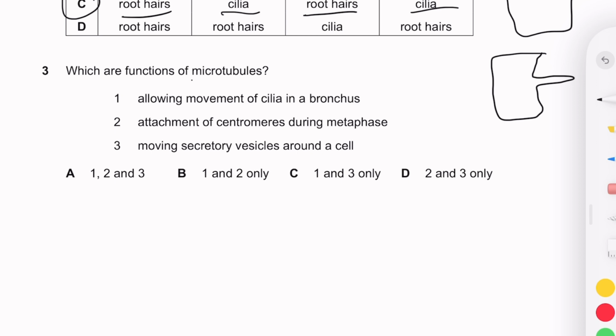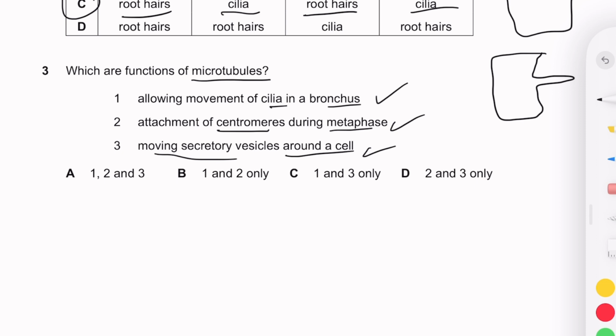Okay. What are functions of microtubules? Allow the movement of cilia in the bronchus. As I mentioned, microtubules form cilia, so that's correct. Attachment of the centromeres during metaphase, yes, because microtubules are what form the spindle fibers during mitosis. And moving of secretory vesicles around the cells, yes, because microtubules form the cytoskeleton of the cell. In other words, the transport pathway.